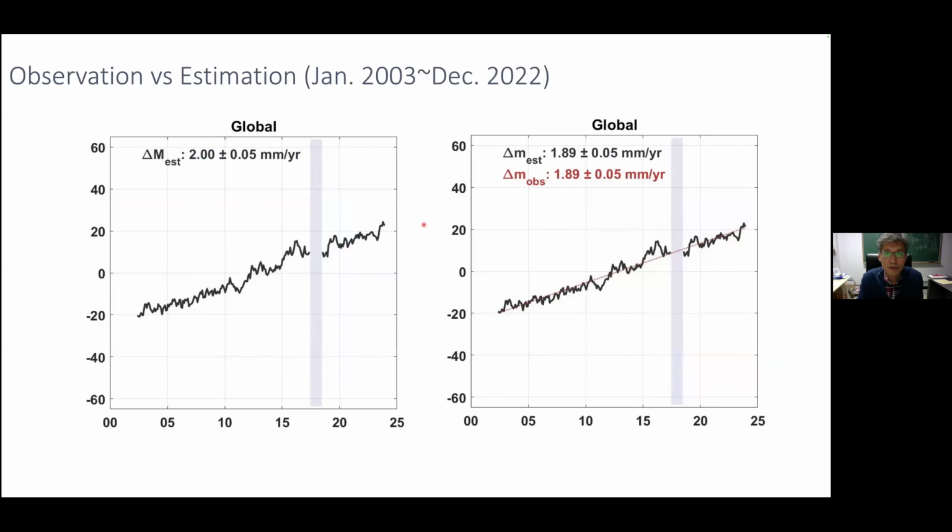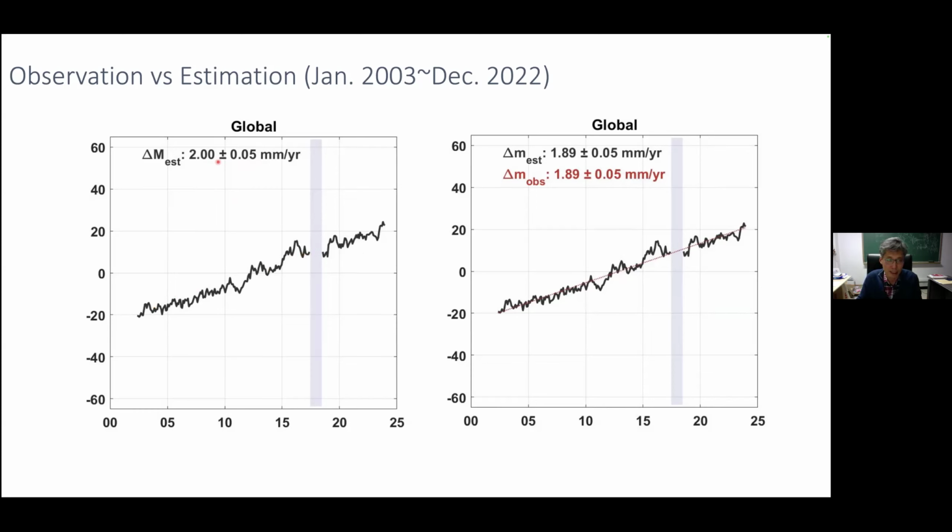Okay, the first result is the global ocean mass variation based on the higher resolution estimation during this time period. This is during the GRACE time period. This is the GRACE Follow-On period. We have less than a one year gap between GRACE and GRACE Follow-On. I removed the seasonal component, and the sea level rise rate is about 2.00 millimeters per year.